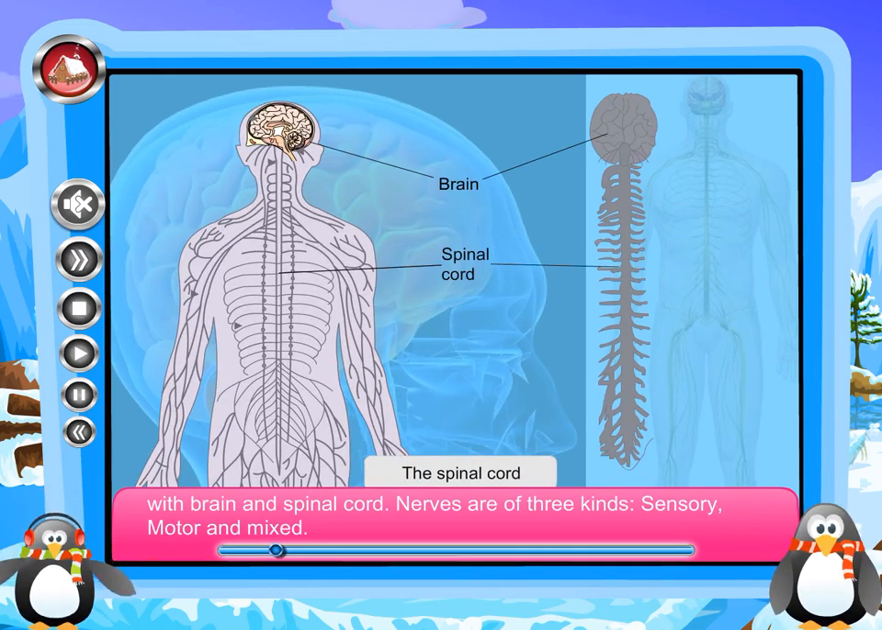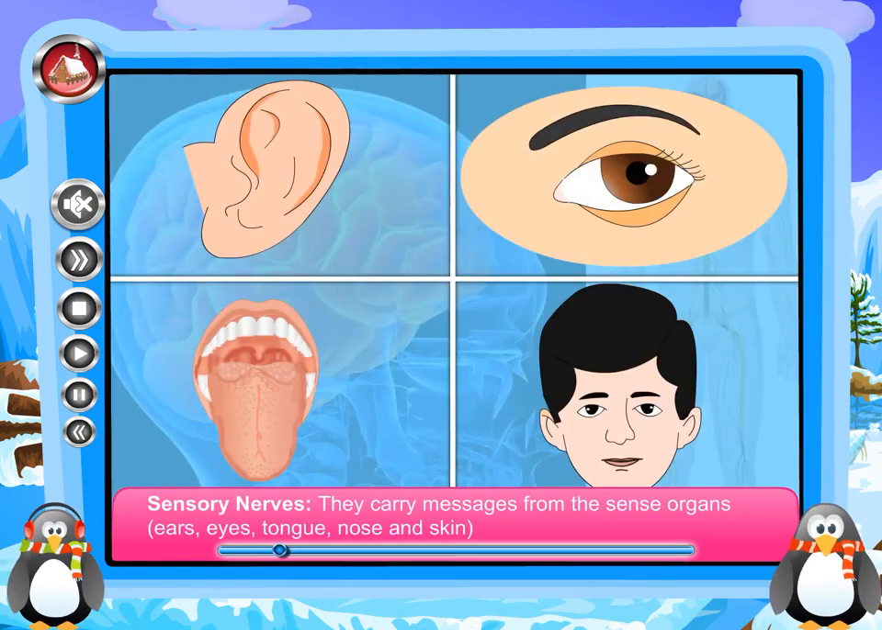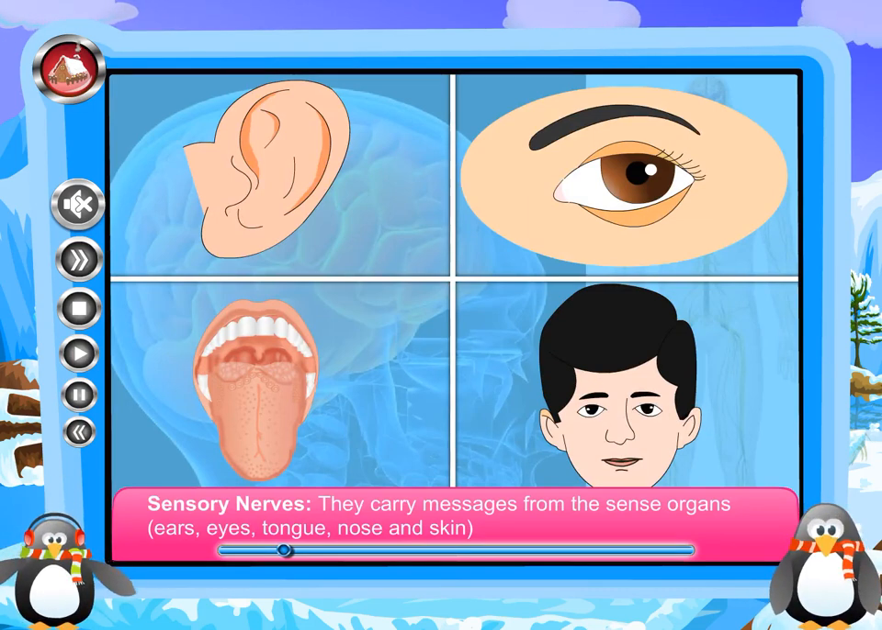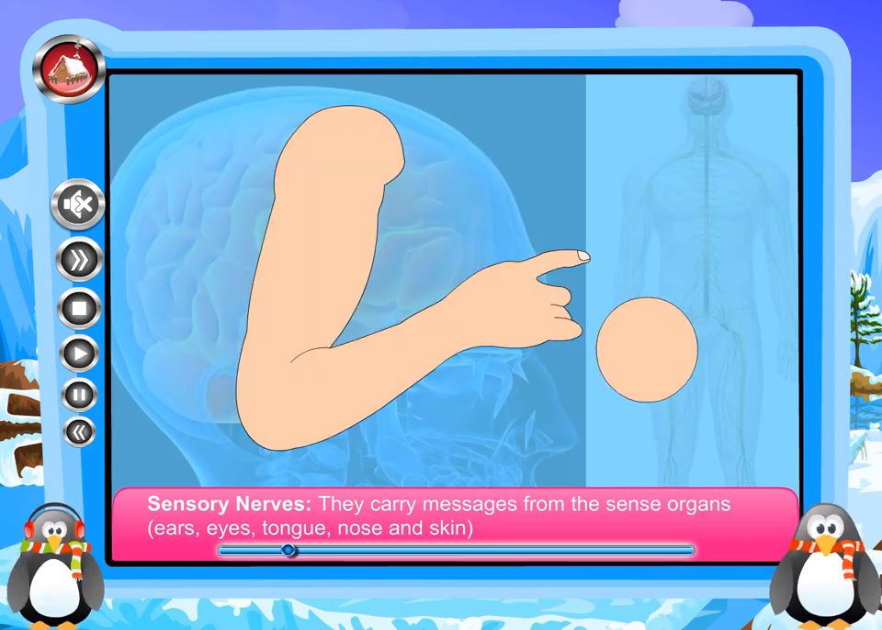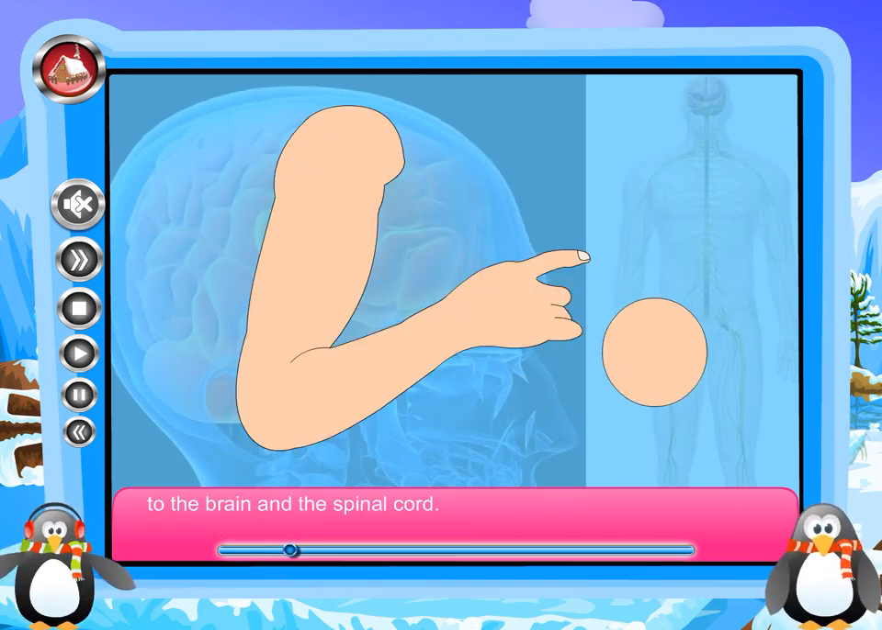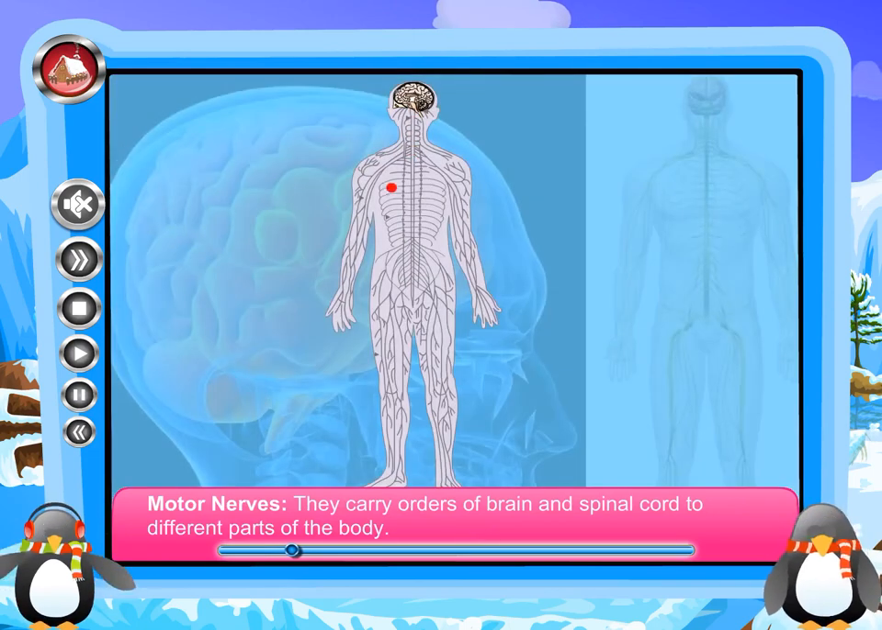Nerves are of three kinds: sensory, motor and mixed. Sensory nerves. They carry messages from the sense organs, ears, eyes, tongue, nose and skin, to the brain and the spinal cord. Motor nerves.